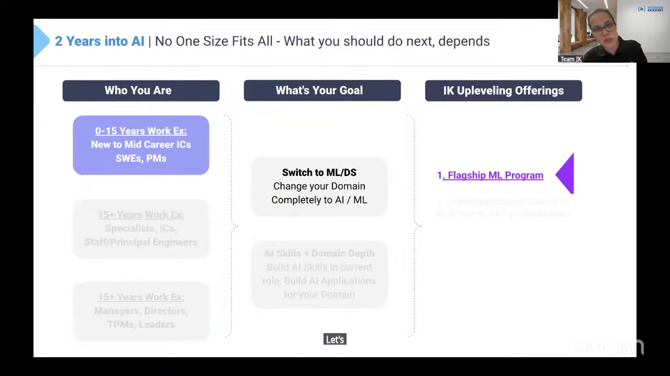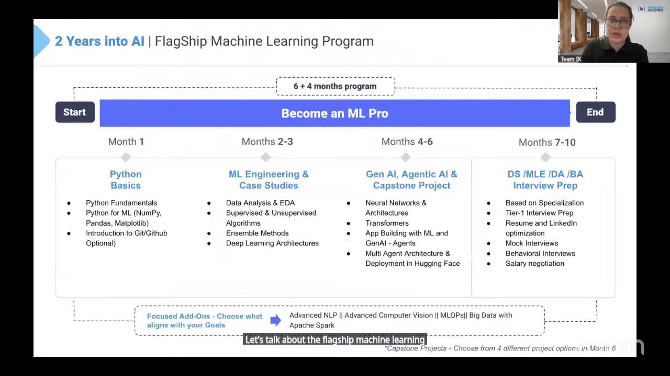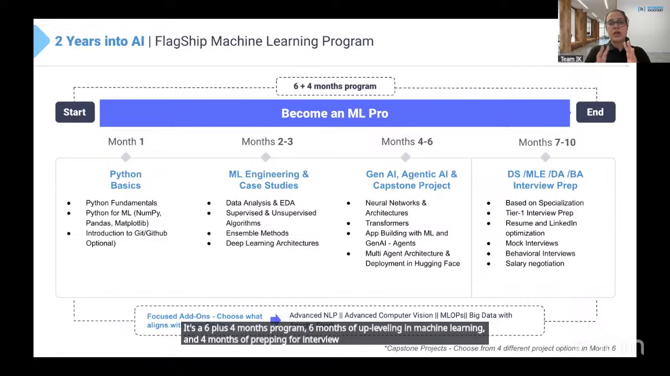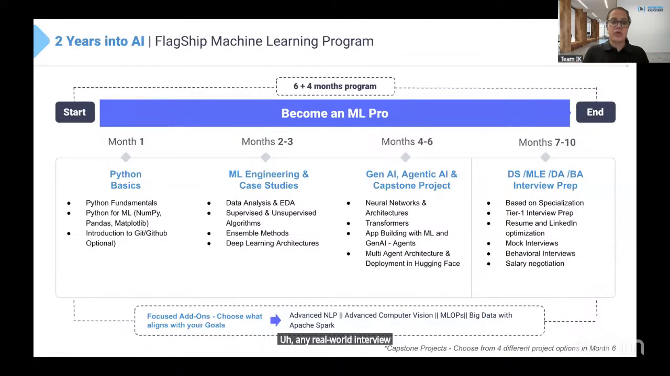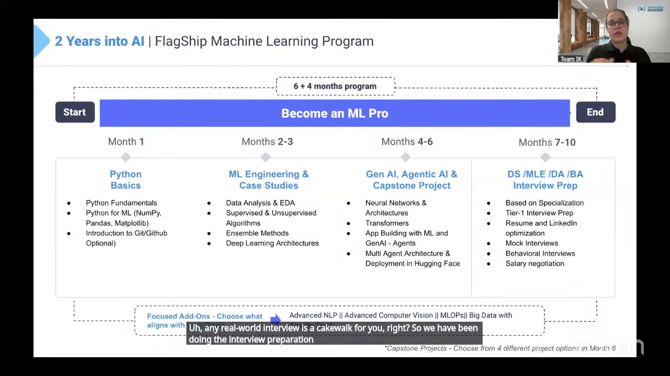Let's talk about the flagship machine learning program first. It's a 6 + 4 months program, 6 months of up leveling in machine learning, and 4 months of prepping for interviews, so that any real world interview is a cakewalk for you, right? So we have been doing the interview preparation for over a decade, not just in India, but also in the US, have a global view on it, global experience of it.